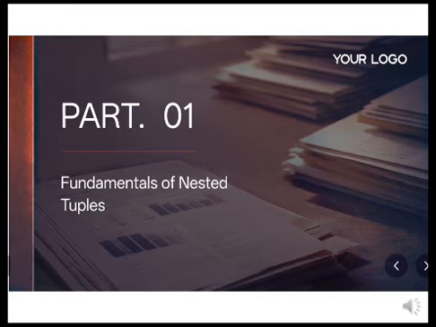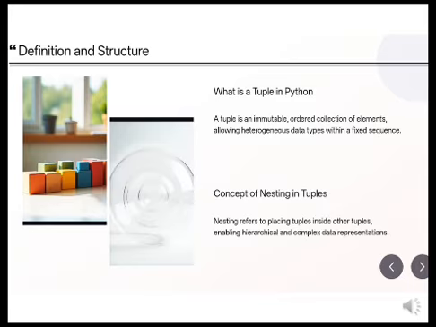Let us begin with the fundamentals of nested tuples, understanding the basics so we can use them effectively in programming. When we talk about the definition, a tuple in Python is an immutable data type, which means its values cannot be changed after creation. A nested tuple is simply a tuple that contains another tuple inside it. For example, we can store student data like name and marks using nested tuples. These help in organizing data in a structured and clear format.